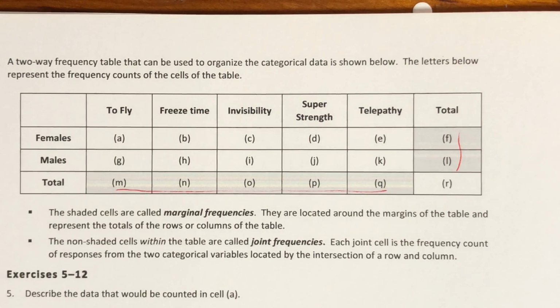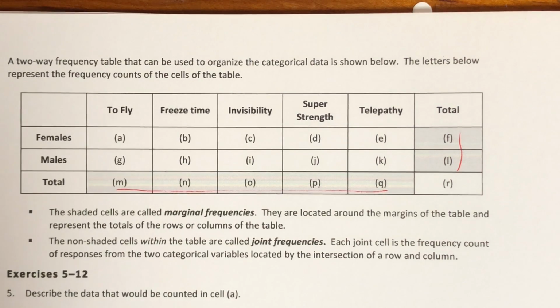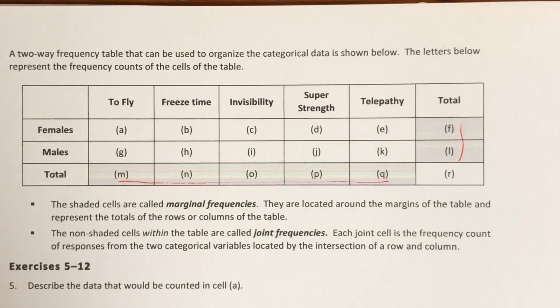Those are marginal frequencies, and they are located around the margin of the table and represent the total of the rows and the columns. And non-shaded cells within the table are called the joint frequencies, and each joint cell is the frequency count of responses from the two categorical variables located by the intersection of the row and the column.